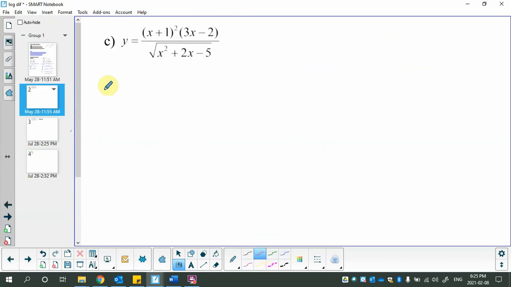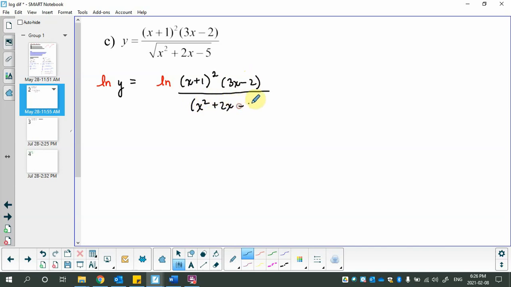So, red pen. Ln. Original was y here. Original was x plus 1 squared times 3x minus 2 all over, and just for kicks, I'm going to remind you that a square root is the same thing as an exponent 1/2. And technically, I guess I should put all that in a bracket to say, I am learning all of that.